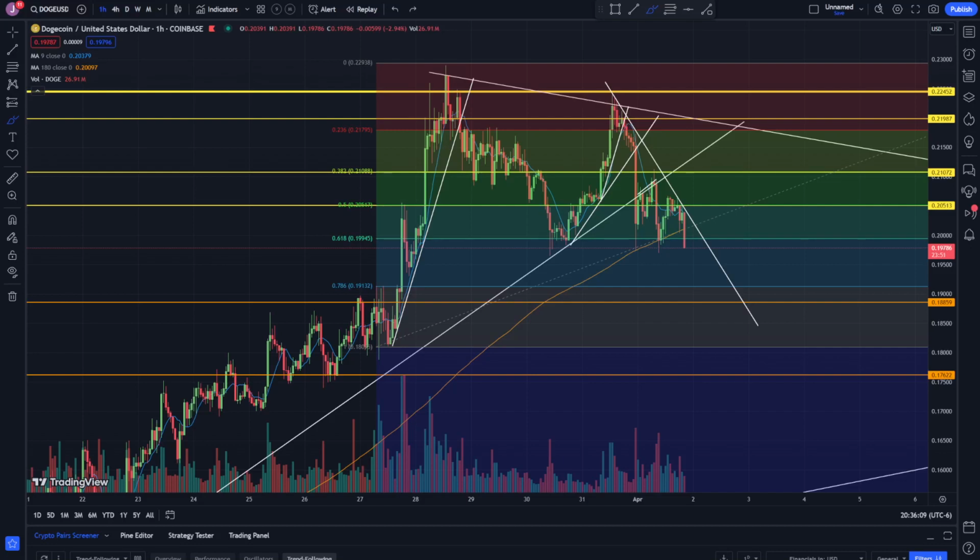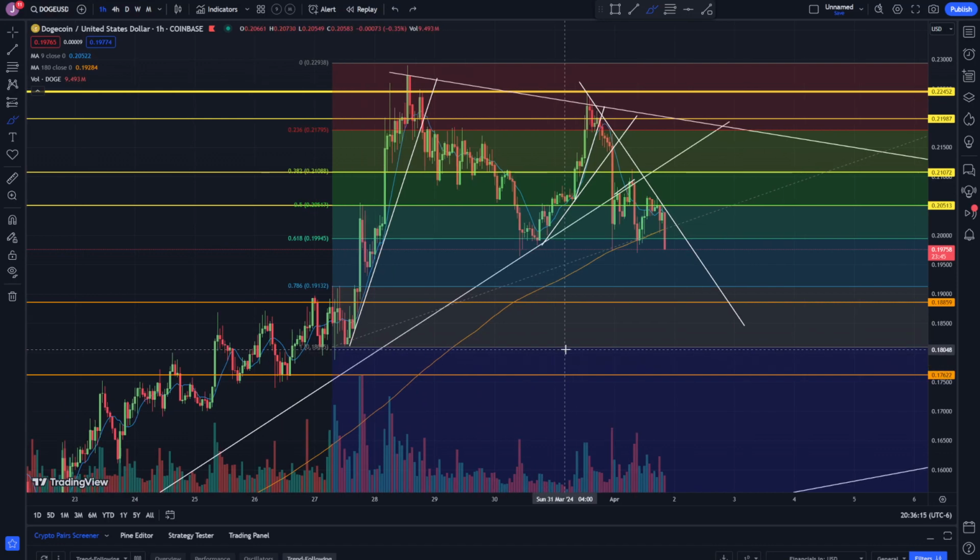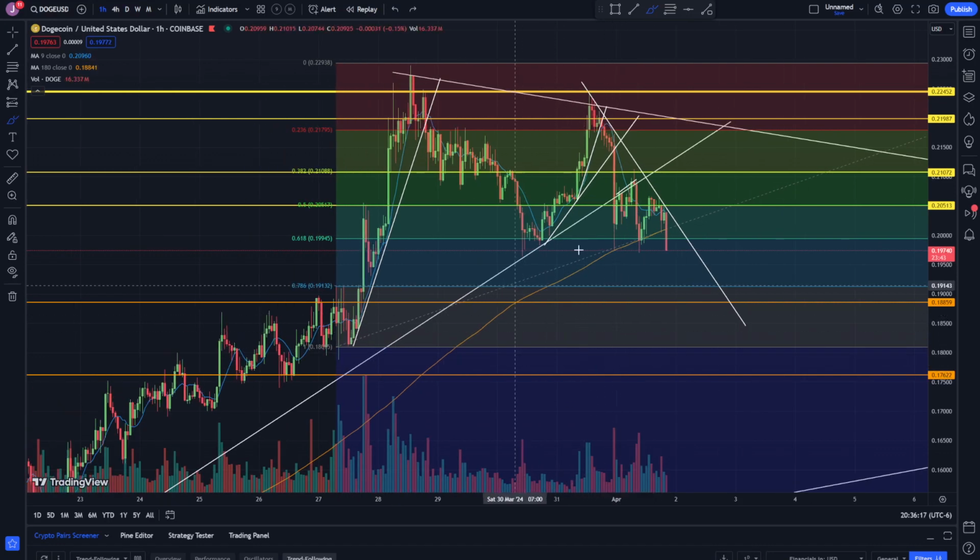Let's take a look at the chart action for Dogecoin. Okay, so here's what I'm looking at. I want to go over a few different things in this video and talk about how we got to where this chart looks like this, for the most part anyways.